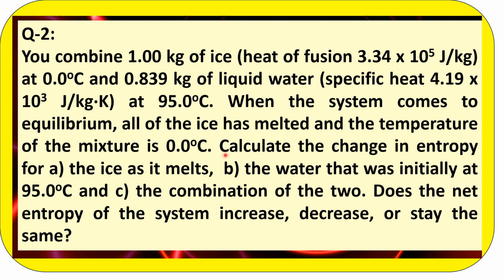Question: calculate the change in entropy for letter A, the ice as it melts, letter B, the water that was initially at 95.0 degrees Celsius, and letter C, the change in entropy of the combination of the two. Also, does the net entropy of the system increase, decrease, or does it stay the same?